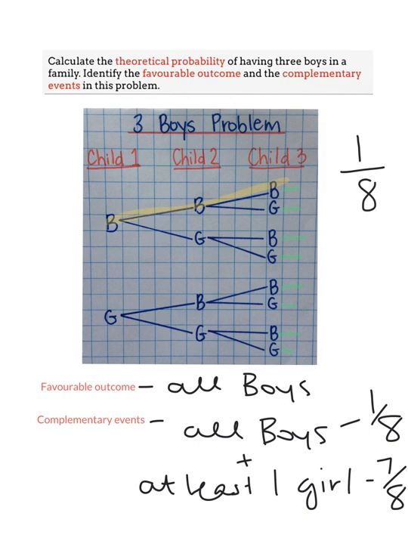And if I add up 1/8 and 7/8, I end up with 8/8, which is essentially all of the possible outcomes that could occur in this situation. So that's how I know that I've got my complementary events correct, if I'm covering every possible scenario with those two different categories.